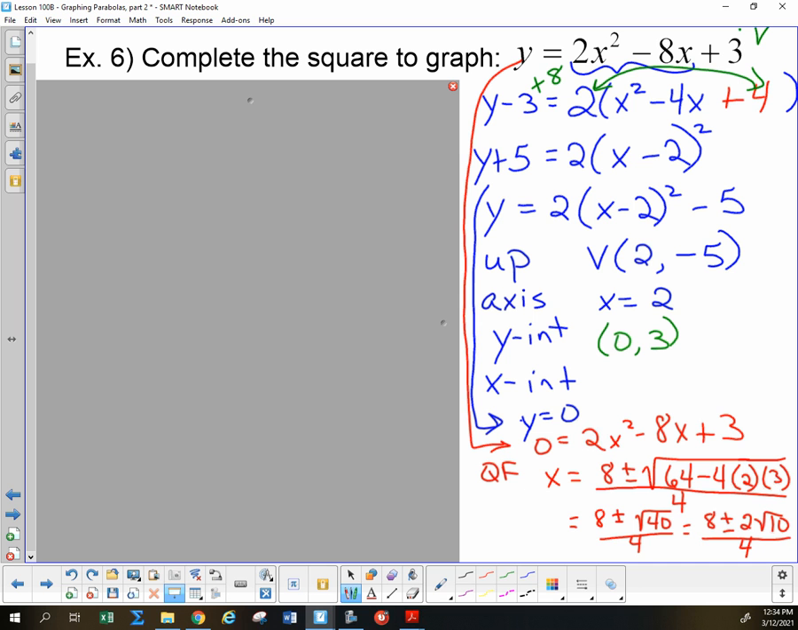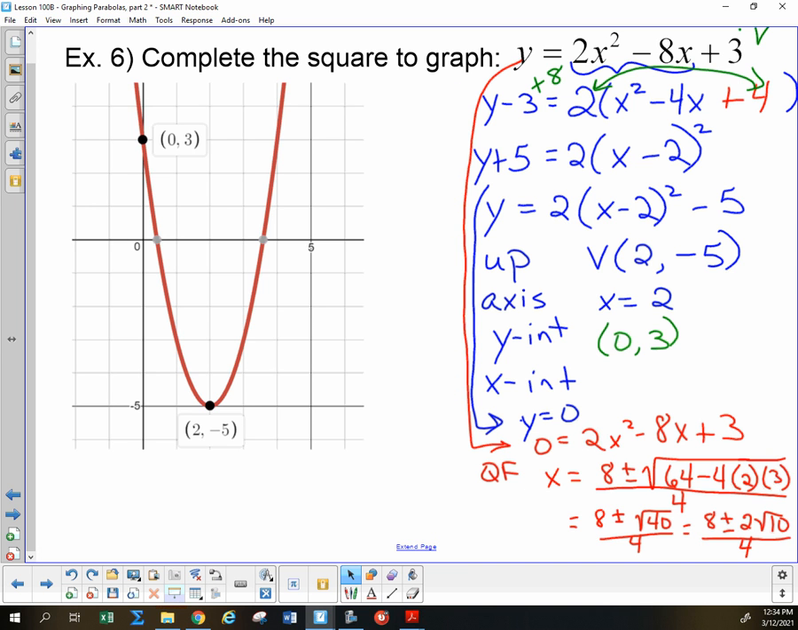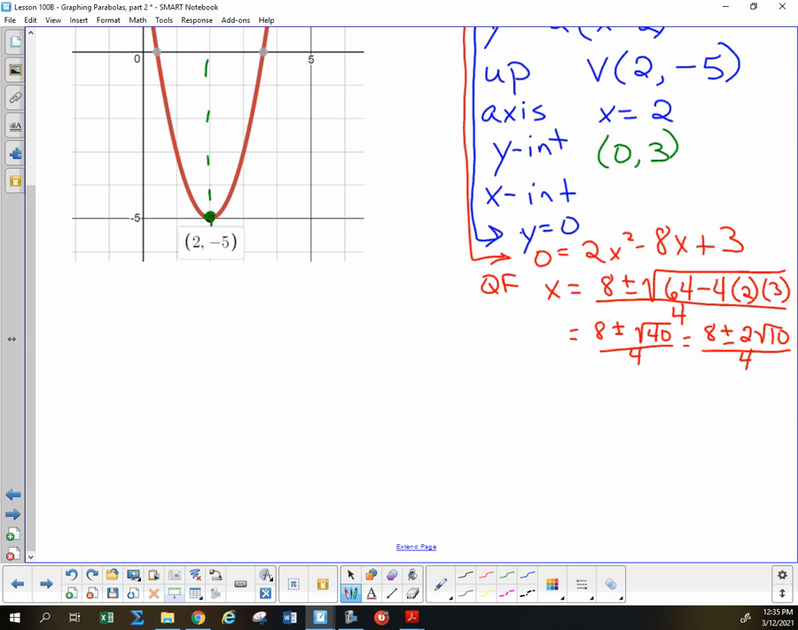But let's see what our graph is looking like at this point. So we have our vertex (2, negative 5) down here at the bottom. We have our axis going through that vertex, so the line x equals 2. We have our y-intercept (0, 3). Go 2 to get to the axis, 2 more, and we have a symmetric point there. We've got 2 x-intercepts showing up there. They're just a little bit hard to know what they are or exactly where to plot them.